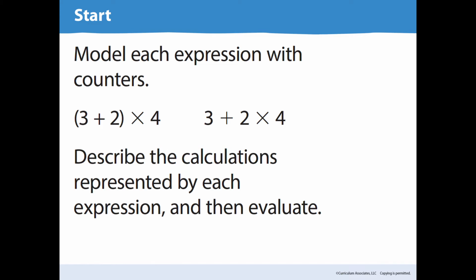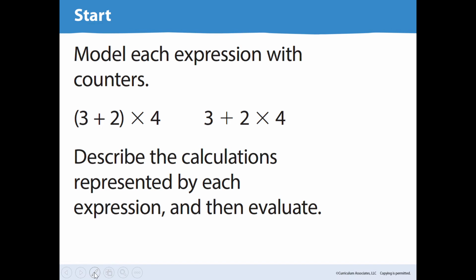To start today, model each expression with counters. 3 plus 2 times 4 and 3 plus 2 times 4. Describe the calculations represented by each expression and then evaluate. Remember, evaluate means to solve. Pause and find your answer and then press play.